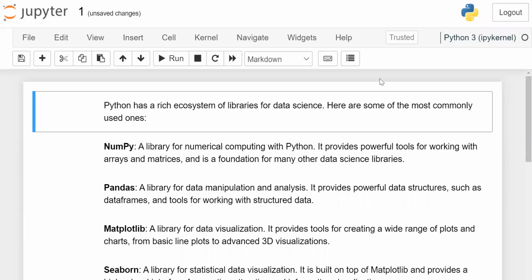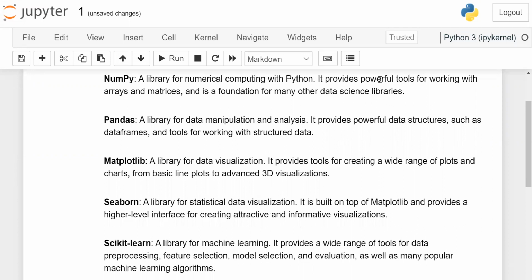Python libraries which are used for data science. Python has a rich ecosystem of libraries for data science. Here are some of the most commonly used ones. First is NumPy, a library for numerical computing with Python. It provides powerful tools for working with arrays and matrices and is a foundation for many other data science libraries.